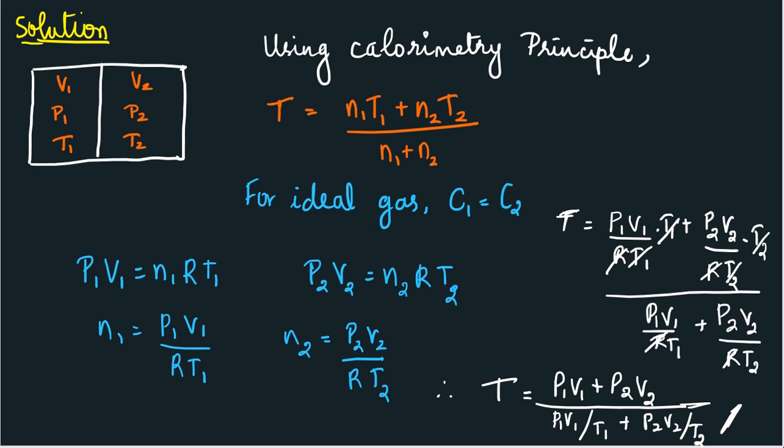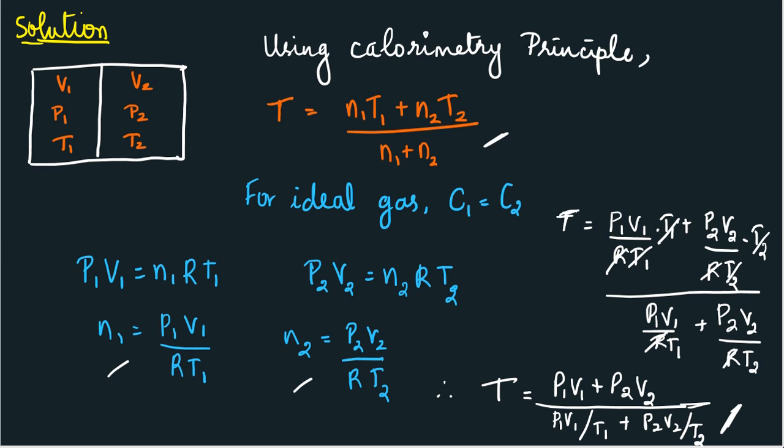I have already provided the formula, so you can check my thermodynamic videos if you haven't already done so. You're going to get this formula for equilibrium temperature. Now we also know that PV is equal to nRT, right? So for compartment 1, it will be P1 V1 is equal to N1 RT1, and P2 V2 will be equal to N2 RT2. Using this, we can find N1 and N2. You just have to substitute for N1 and N2 in this formula. When you do that, you're going to get this. So simple. This is your equilibrium temperature.